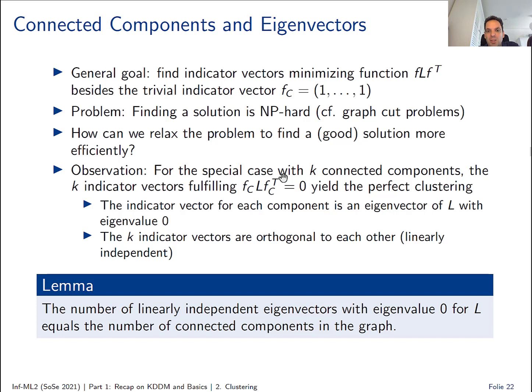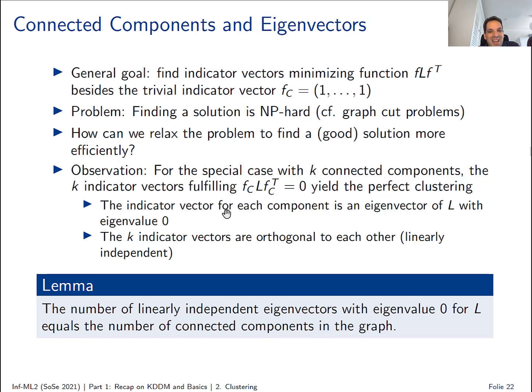So for the special case with k connected components, the k indicator vectors fulfilling this optimization function equals 0 yield the perfect clustering. And the indicator vector for each component is actually an eigenvector of the Laplacian with an eigenvalue of 0. Oh, that sounds good. And the k indicator vectors are orthogonal to each other, so they are linearly independent.